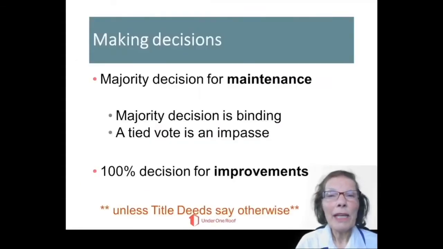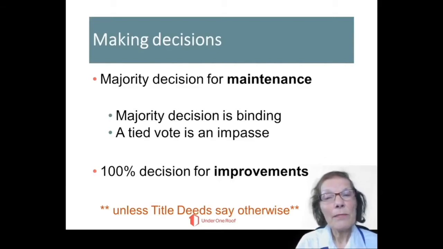Now, when it comes to making decisions, if you're talking about maintenance, then it's a majority decision. So if you're the classic tenement with 8 flats, 4 on one side, 4 on the other, then if 6 owners vote for repair, that decision is a majority and it's binding on the other 2 who didn't agree. But there is a problem. If 4 owners say yes and 4 say no, that is an impasse. It's a tied vote and it's a definite deficiency in the legislation.